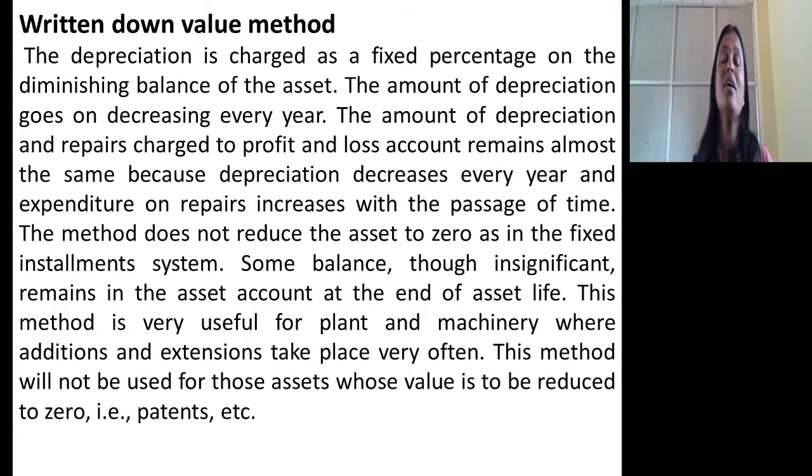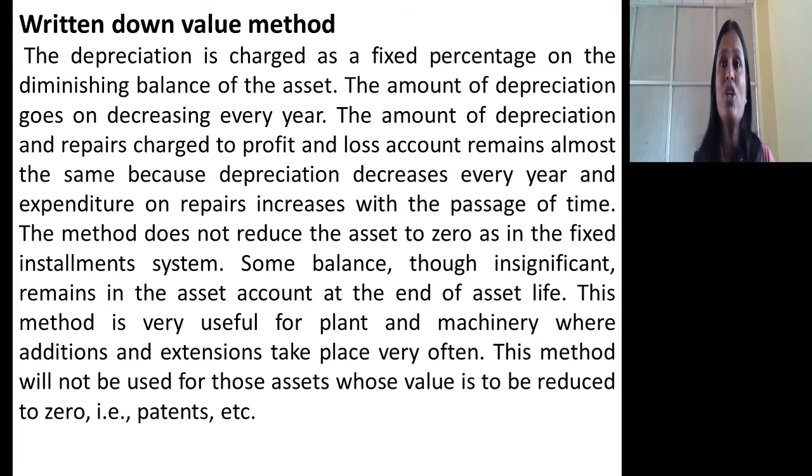Again, for the third year, you calculate the written down value at the beginning of the third year, which is equal to the written down value at the end of the second year. On that value you calculate depreciation. The rate of depreciation remains the same, but the amount of depreciation gets reduced. That's why this method is known as the diminishing balance method.